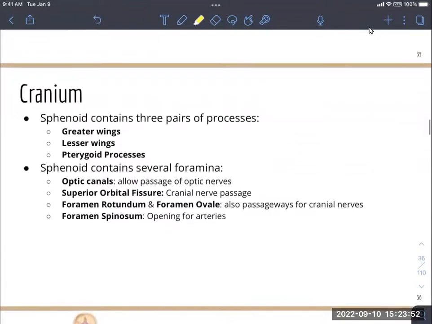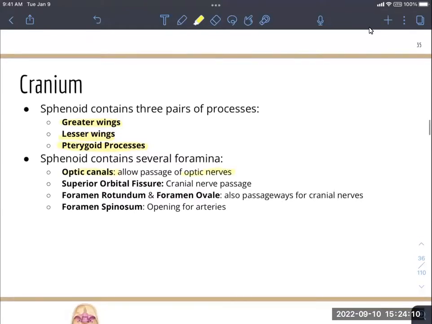So, our sphenoid bone has greater wings, lesser wings, and a pterygoid process. That sphenoid bone makes up part of the optic canal. It's where the optic nerve comes in. The superior orbital fissure, that is a cranial nerve passage. We have the foramen rotundum and the foramen ovale, and it's part of the foramen spinosum.